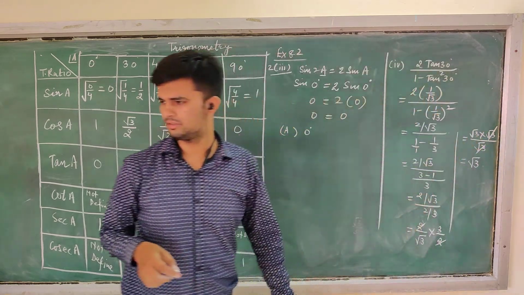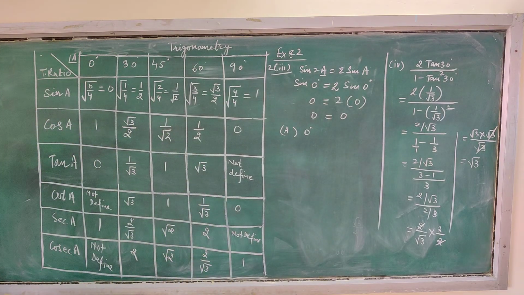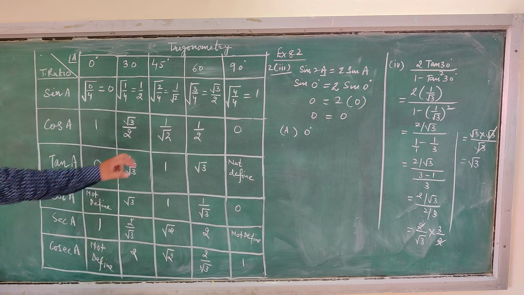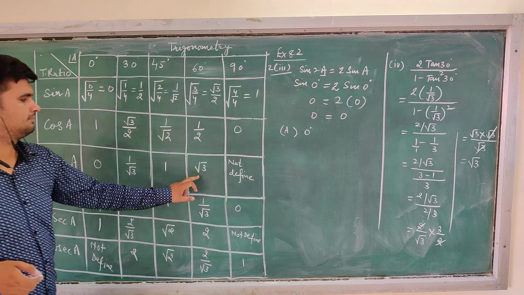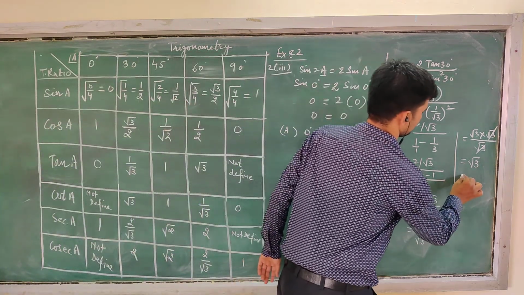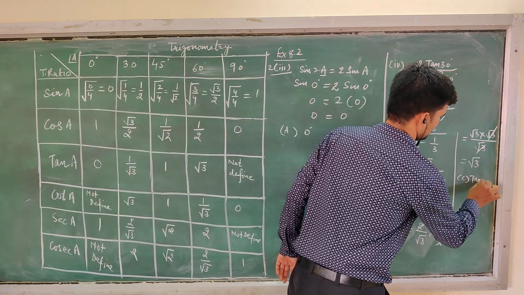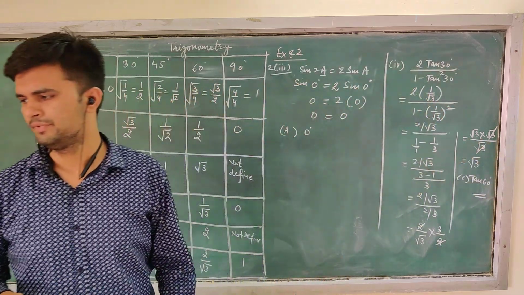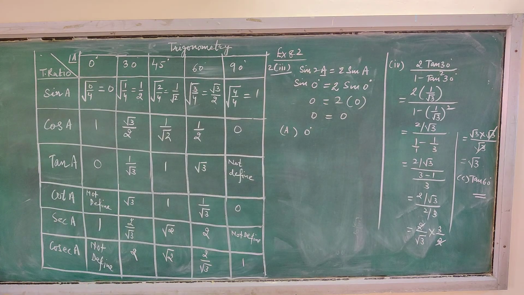Now see the options. The first option is cos 60. See, cos 60 is 1 by 2. The second option is sin 60. It is root 3 by 2. The third option is tan 60. Now see tan 60, it is root 3. So option C, tan 60, is your answer. Now come to question number 3.